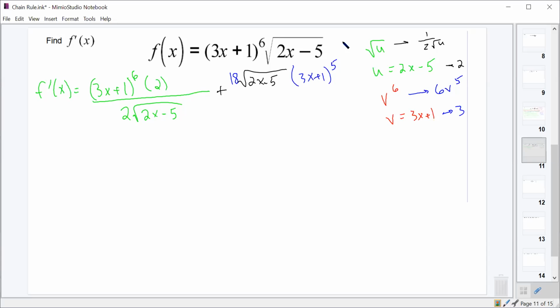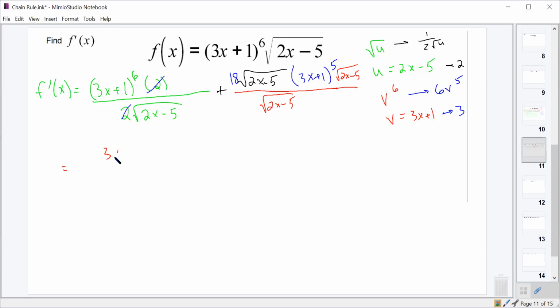Good. All right, I think it's probably a good idea for us to practice simplifying this. So the 2's should cancel out. And we're going to need a common denominator here. So if we want to get a common denominator, we're going to have to multiply this second part of it by root 2x minus 5 over root 2x minus 5. And now we can combine all of this together into one fraction.